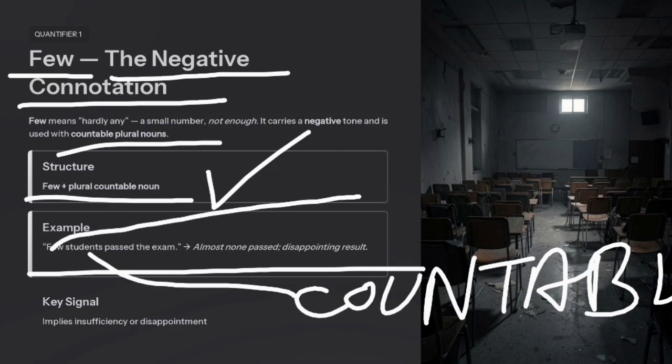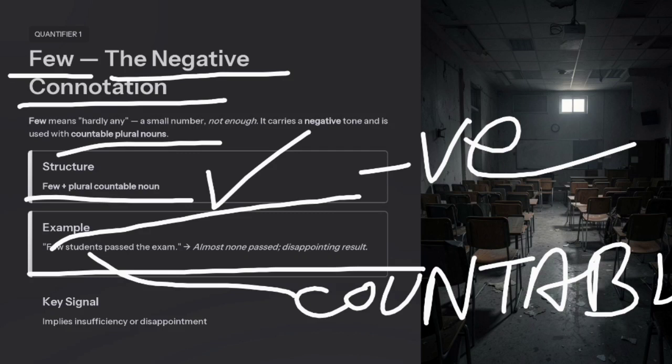And few here carries a negative connotation, which means few students passed the examination, not sufficient. A very small number of students, which is not sufficient in accordance with the size of the class. So it implies one kind of insufficiency or negative tone inside this sentence. That's why we use few in order to express insufficiency, a disappointing result, or any kind of negative sense. Like in this example we can feel it: few students pass the examination, almost none, one kind of disappointing result here.